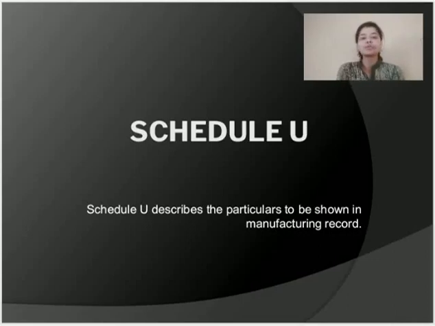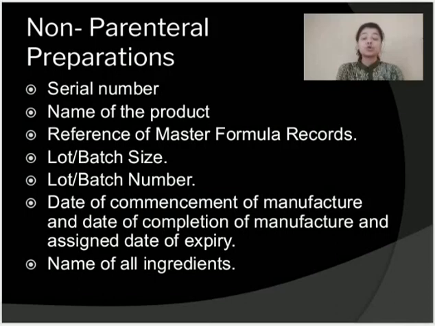In this lecture we will be starting with Schedule U, and Schedule U basically deals with the particulars which should be included in a manufacturing record. So the particulars which are to be included in a manufacturing record can be divided into two different sections. The first being the particulars which should be included for the manufacturing records of non-parenteral preparations, and the second being the particulars which are to be included for the manufacture of parenteral preparations, right?